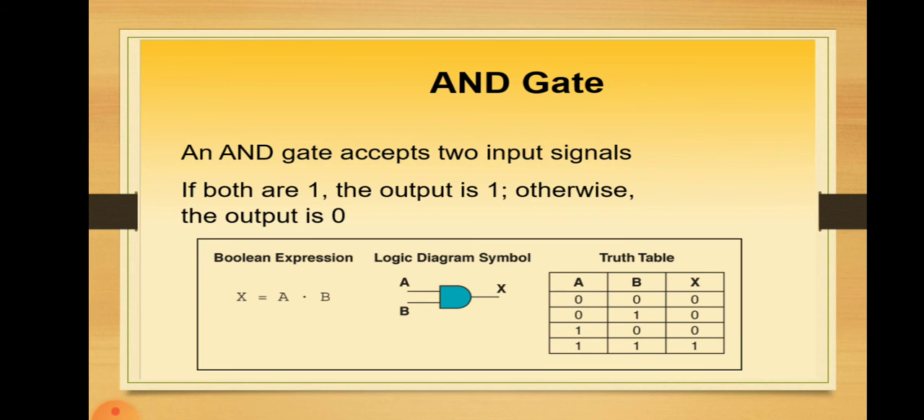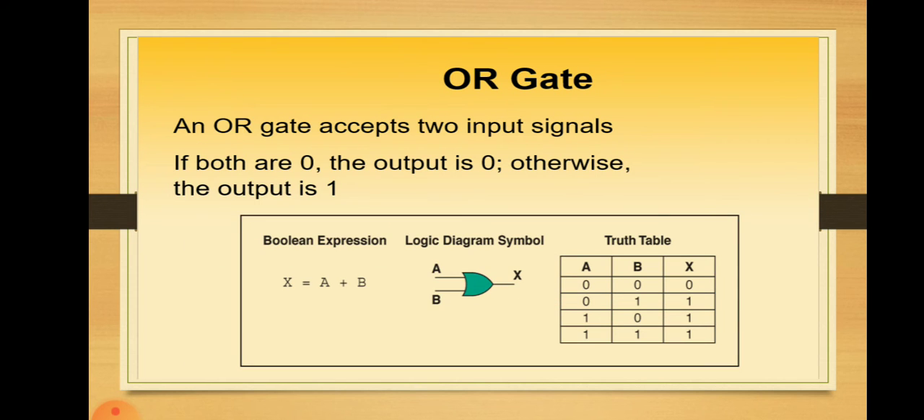Then next one is an AND gate. AND gate accepts 2 input signals. If both are 1, the output is 1, otherwise the output is 0. Then Boolean expression x is equal to a dot b. This is the logic diagram symbol. 2 inputs are required for the AND gate. Look at this truth table. 2 inputs a b, this is the input, and x is the output. 0 0 output is 0, 0 1 output is 0, 1 0 output is 0, then 1 1 output is 1.